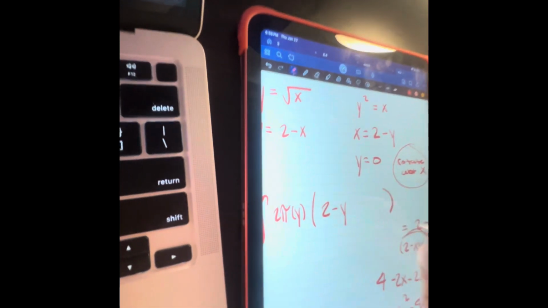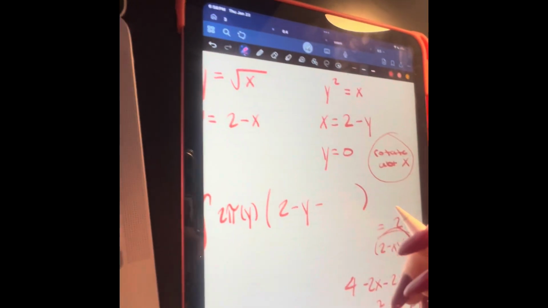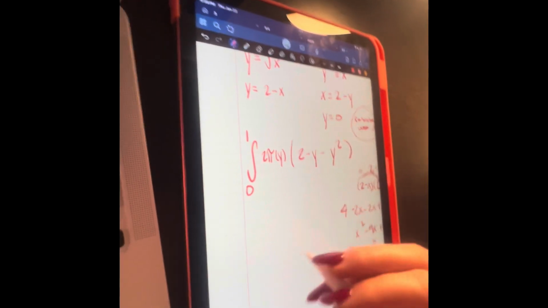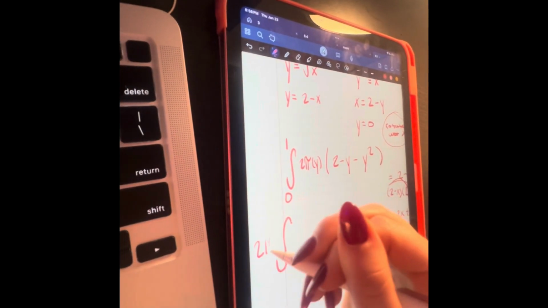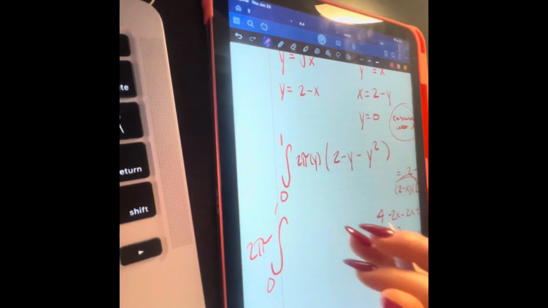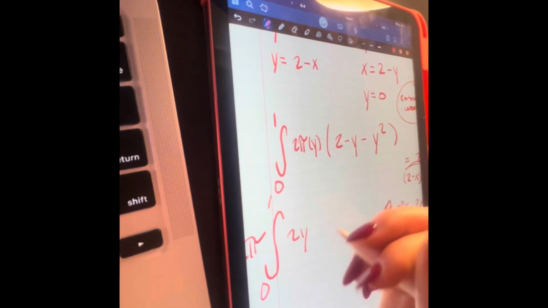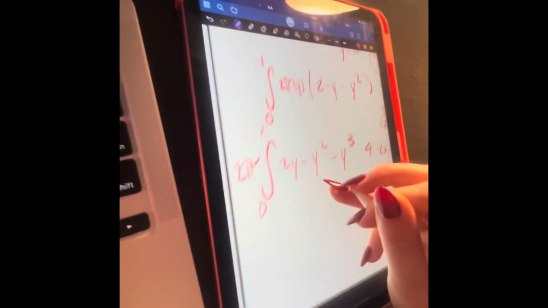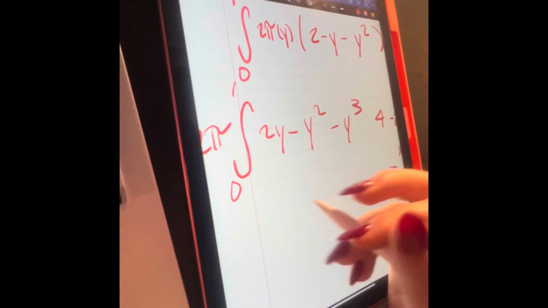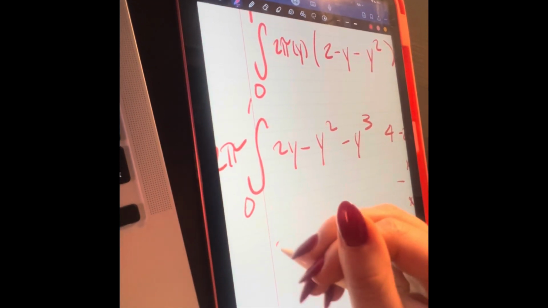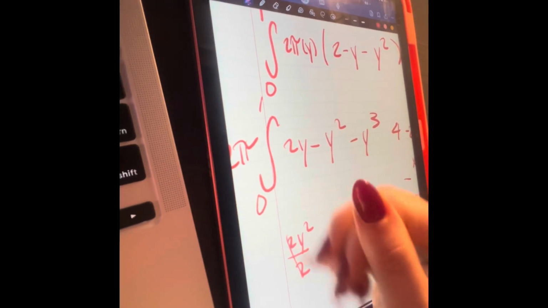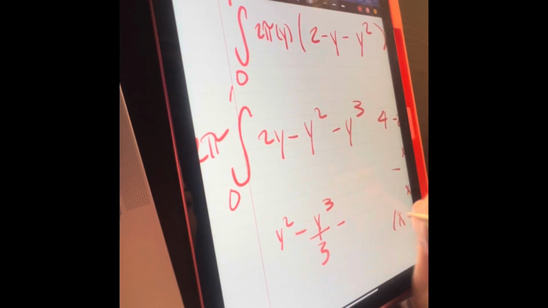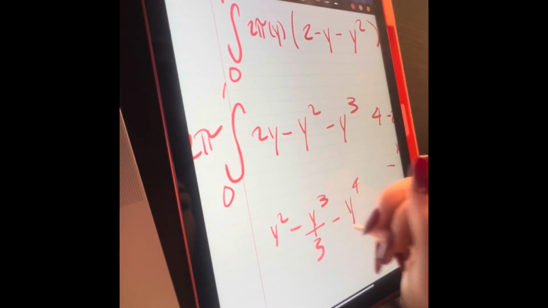2 minus y minus y squared, and then first I'm going to take out the 2 pi because it's not needed, and then 2y minus y squared minus y to the 3rd, and then we're going to take the integral, and that's going to be 2y squared over 2, and then those cancel out, and then y to the 3rd over 3 minus y to the 4th over 4.